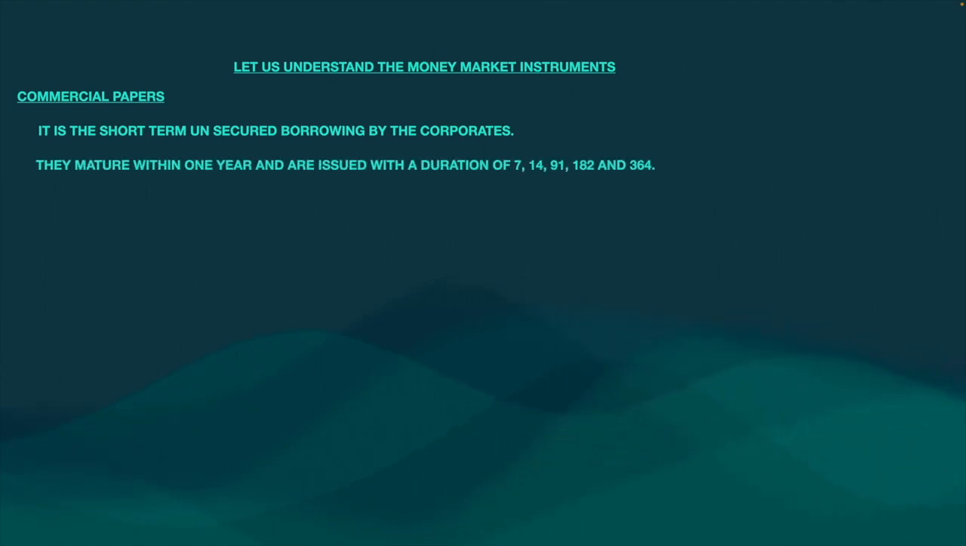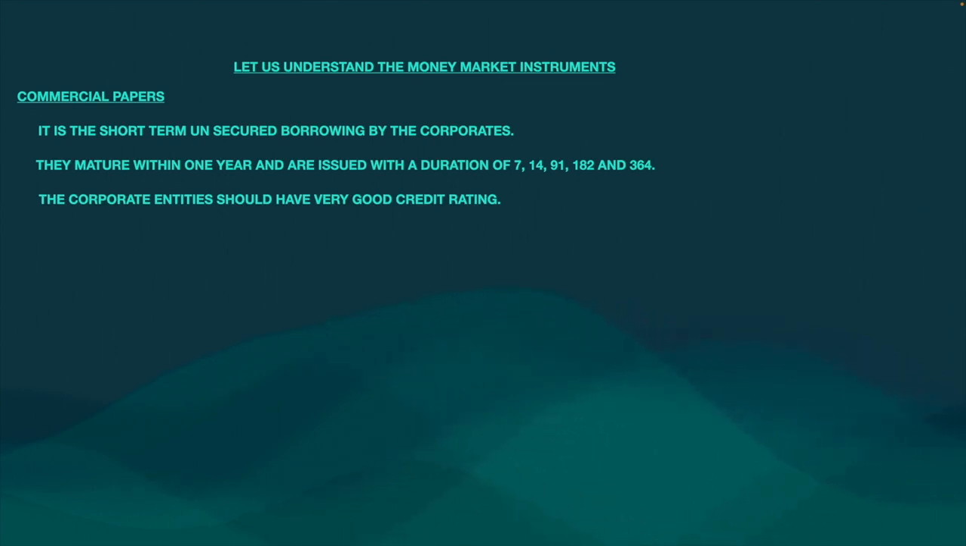They mature within 1 year and are issued with durations of 7 days, 14, 91, 182, and 364 days. If you have to invest in commercial papers, you should ensure that the corporate entities have a very good credit rating. It is always issued in multiples of 5 lakh.